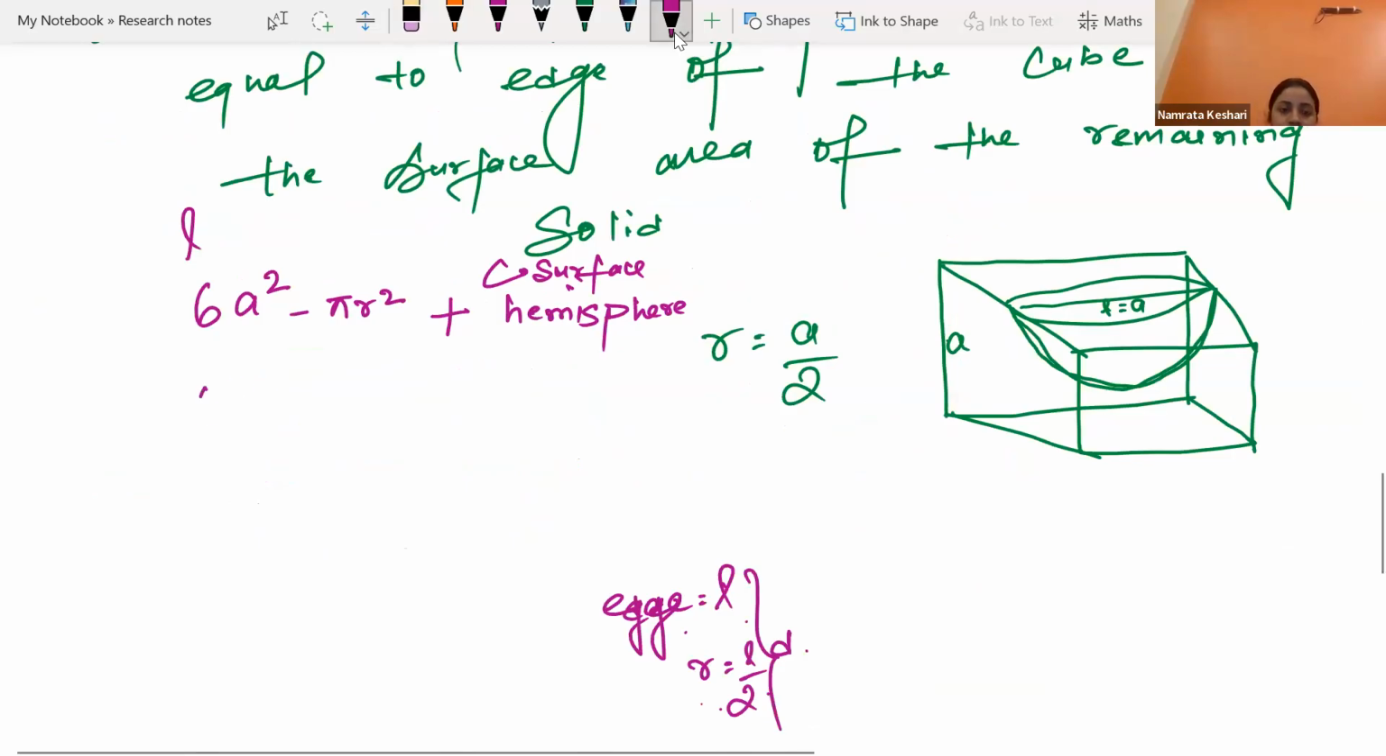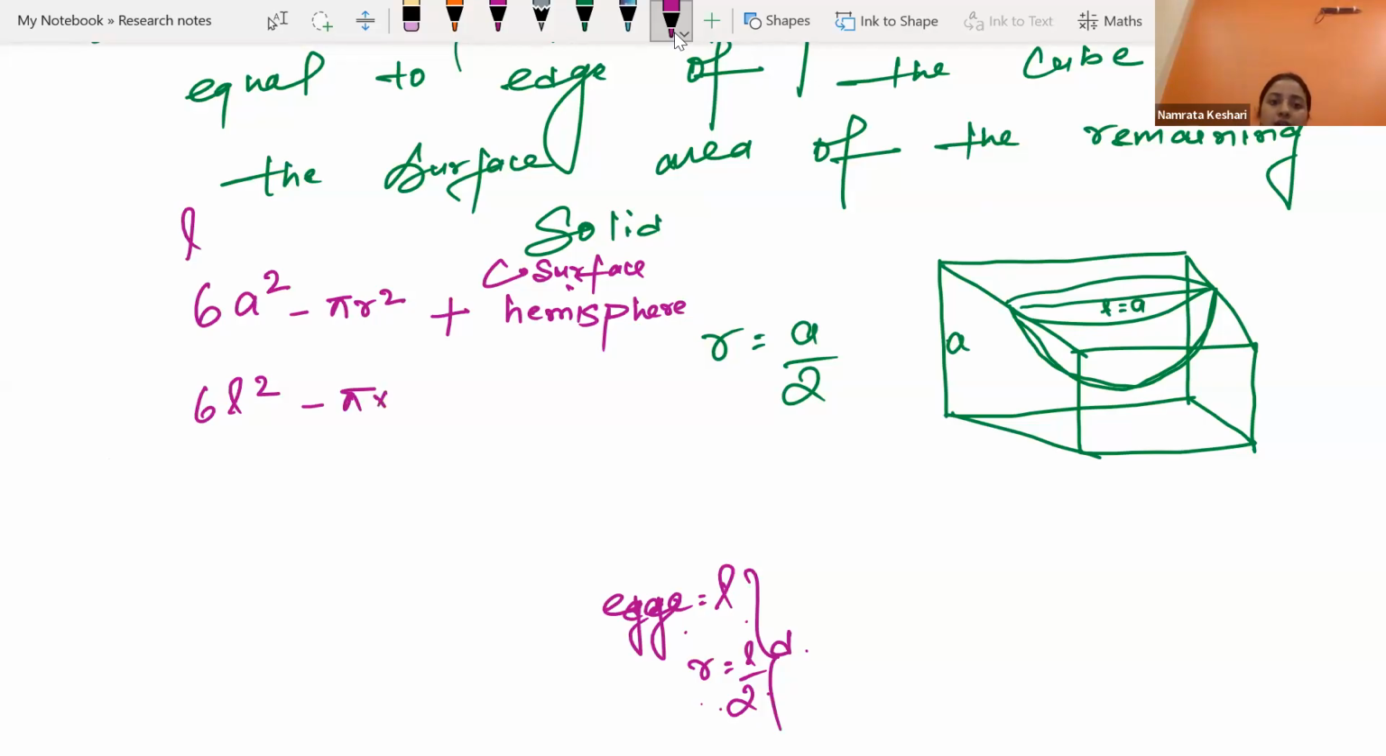Ma'am, can you solve that question? Yeah. So 6a square means 6l square minus pi r square. So pi I am keeping as it is because anyhow we are going to get our answer in terms of L. Instead of pi as 22 by 7, even if we put it, we'll not be able to do that much simplification over here. I am keeping pi as it is. You can also keep pi as it is in such questions where the answer will be in terms of L.